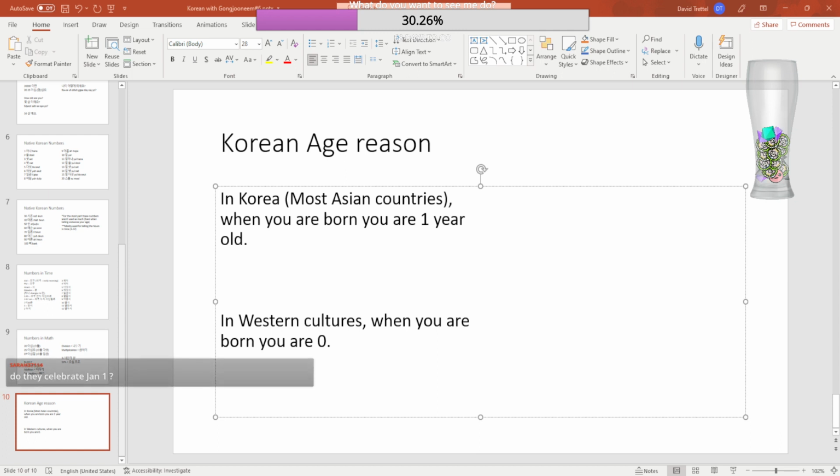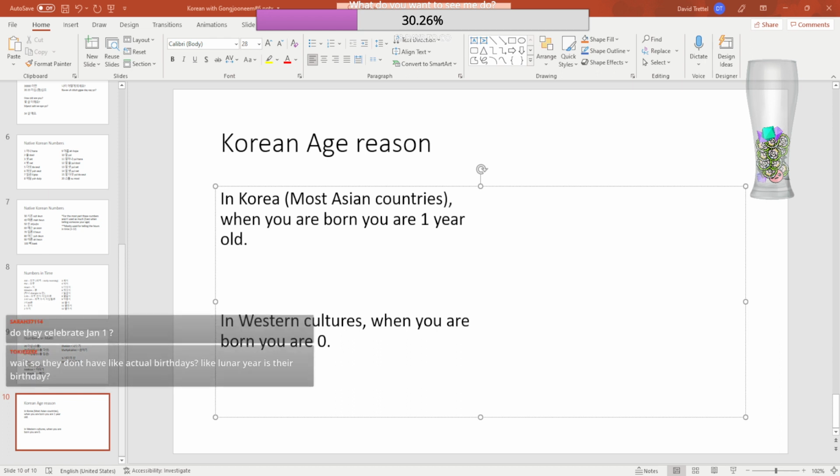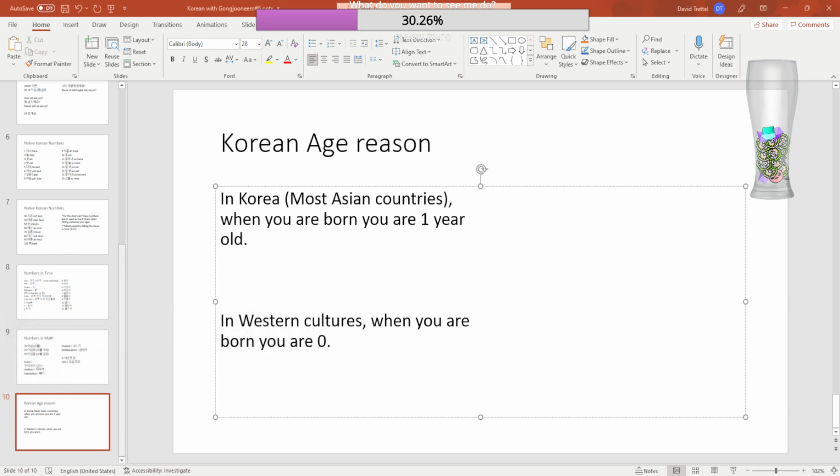And that's why again, a lot of people always ask, "How old are you? When's this?" And do they celebrate? Yes. So they actually celebrate two different New Years. They do celebrate the Lunar New Year, and then they celebrate the actual general New Year. So they do have actual birthdays, but birthdays are not as special as they are in Western culture. Like in America, we have big parties, we get cakes and stuff. In Korea, we don't do that kind of thing.